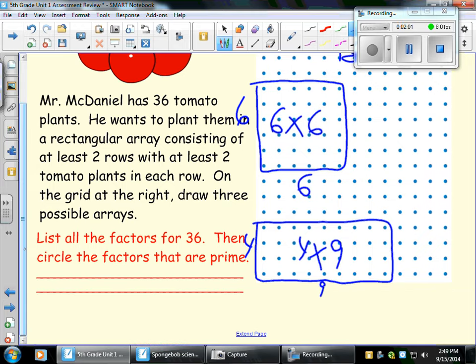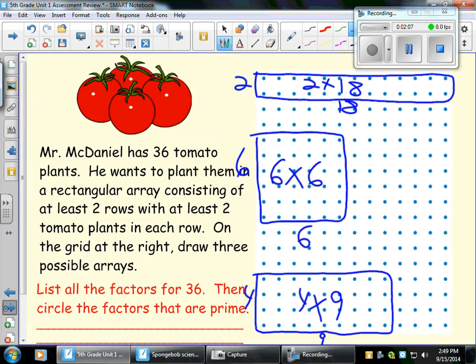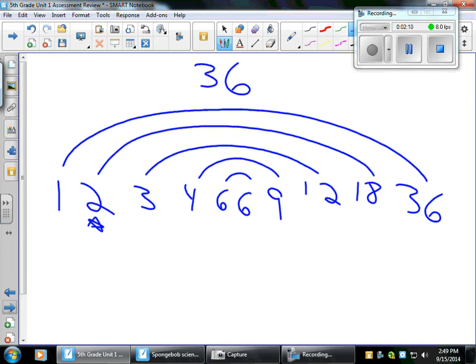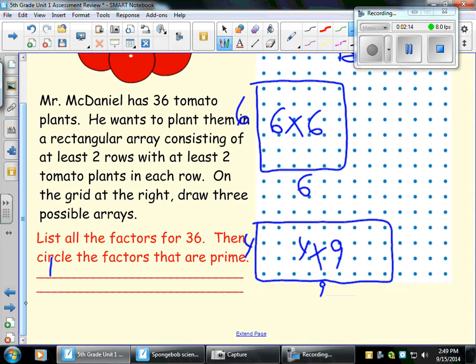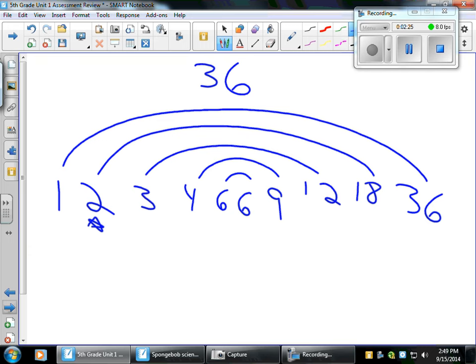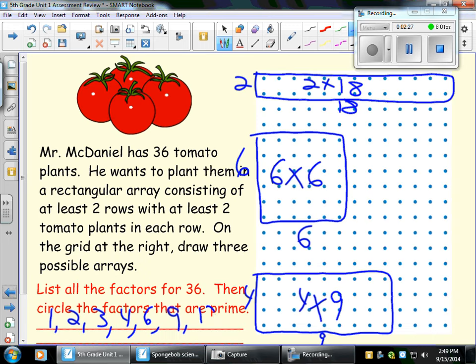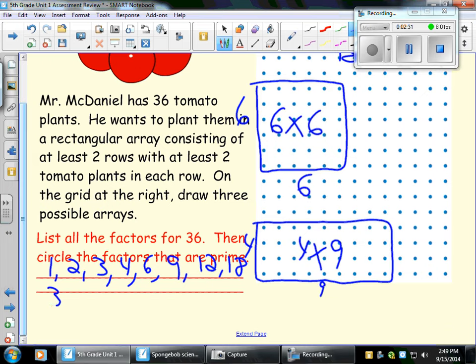List all the factors for 36. Then circle the factors that are prime. Let's take a look back here. Oops. We have 1, 2, 3, 4. We had a 6. We had a 9. Better take a look at my work. 12, 18, and 36.